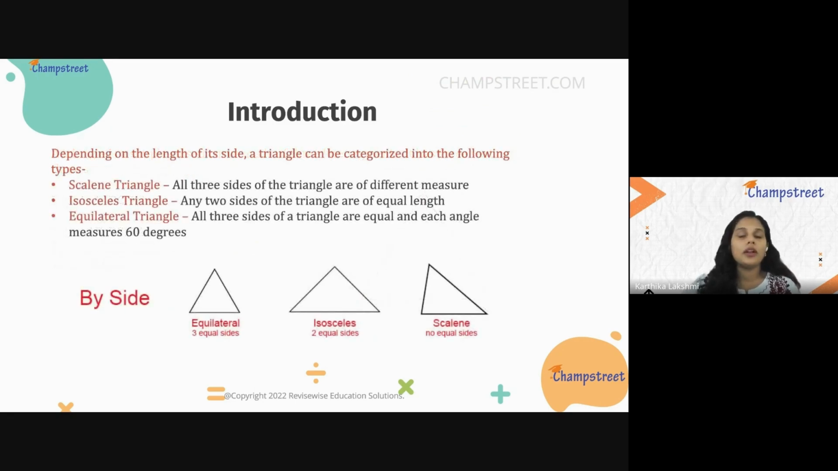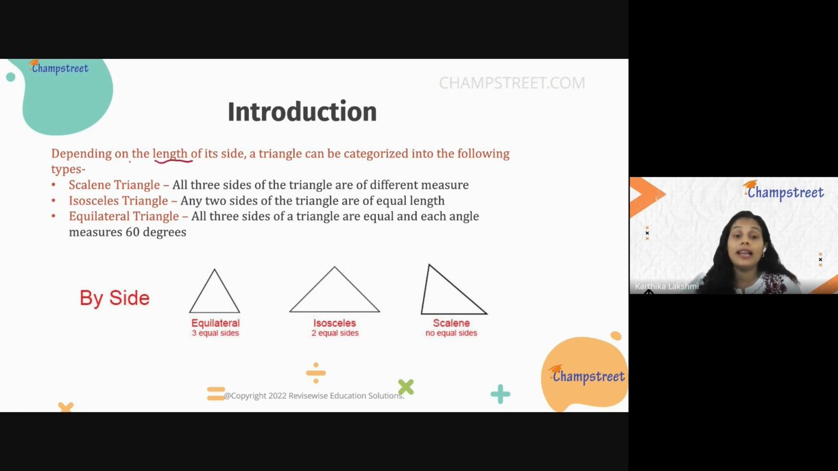Then we step into another topic, that is different kinds of triangle. So I must say that there are 6 different types of triangle. 3 of them are divided depending on the length of its sides, and depending on the angles, there are another 3. So total 6 types of triangle are there. Got it? So first we are going to talk about length of sides.